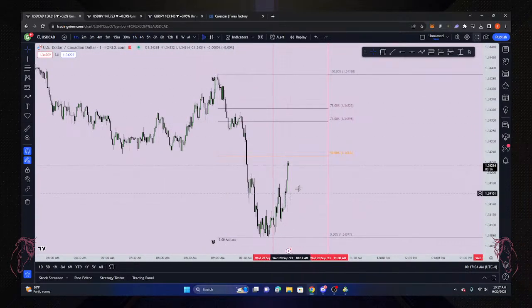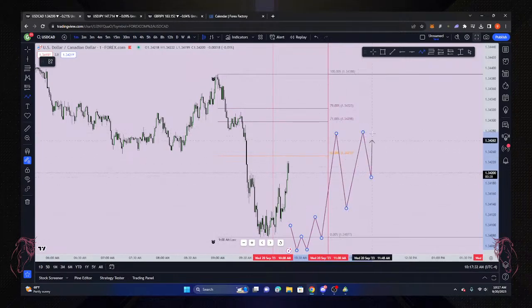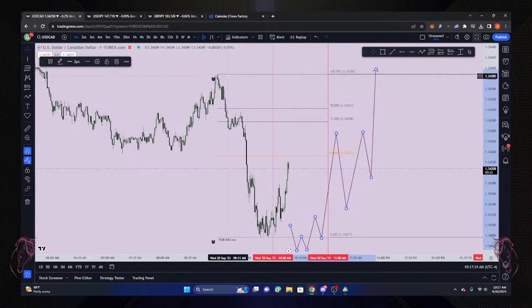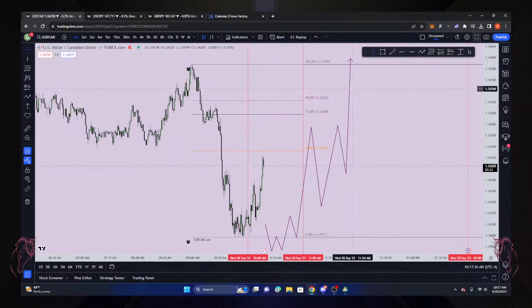So what I want to see before I take a trade is price sweep the 9 a.m. lows and shift in market structure higher with energy. Now, within this displacement leg, this is where I want to be looking for my points of interest. I like to see price pull back into a nice PD array and then continue going higher, targeting the opposing liquidity, which is the 9 a.m. high.